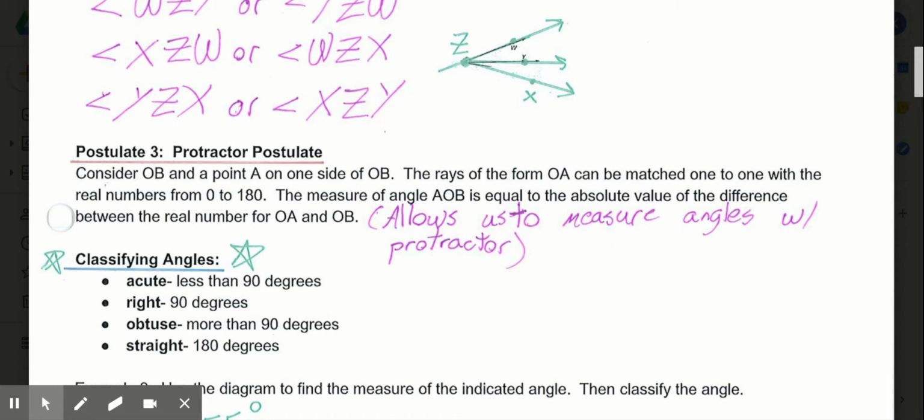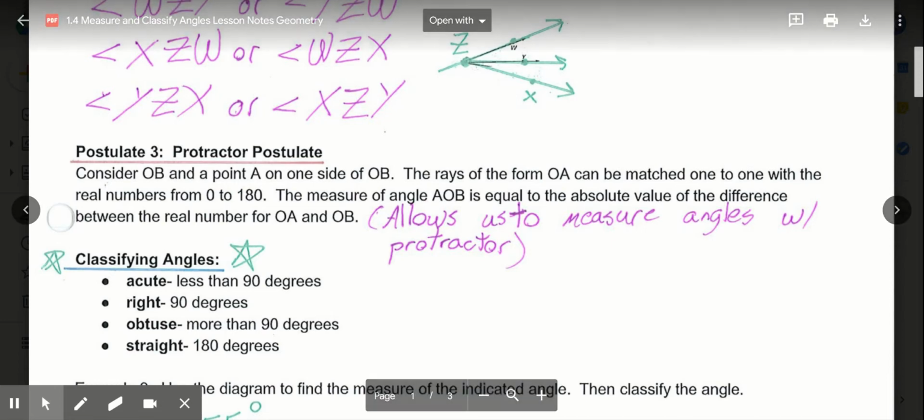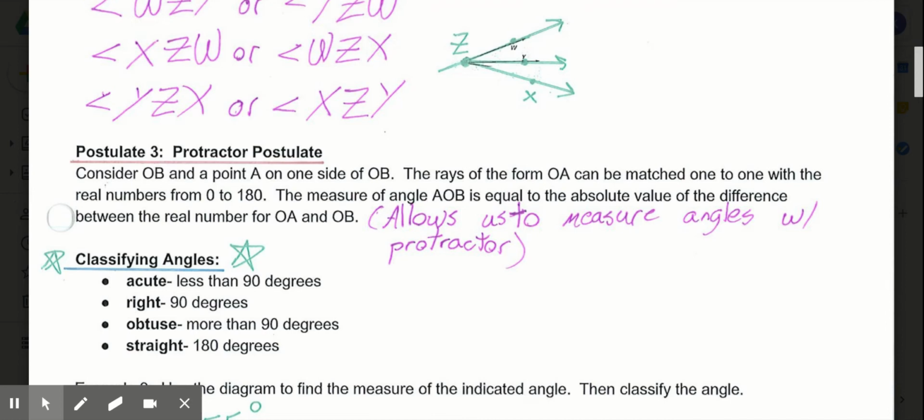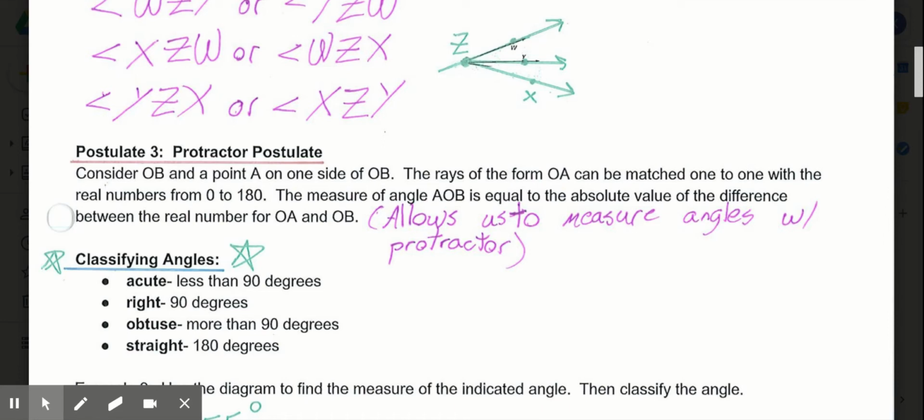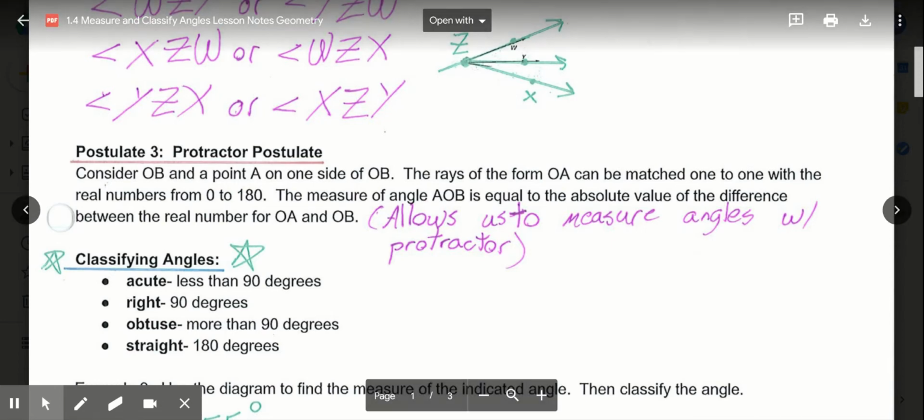I don't care if you know anything about that postulate other than the protractor postulate is the postulate that allows us to measure angles with a protractor, meaning it allows us to measure them from 0 to 180 degrees. So the protractor postulate is explaining how a protractor works, really. We look at our initial ray, which is going to be lined up with 0, and then our other ray, and we measure that difference to get the degrees. So protractor postulate, just know it allows us to measure angles with a protractor.